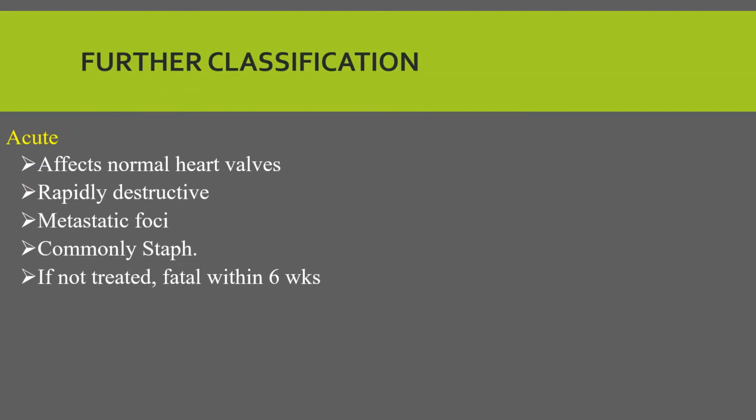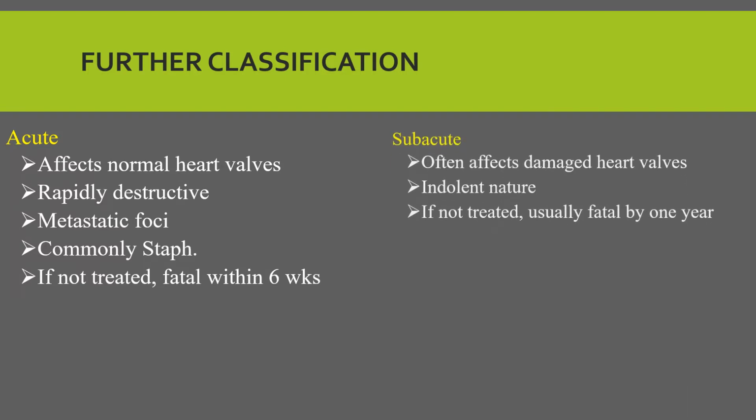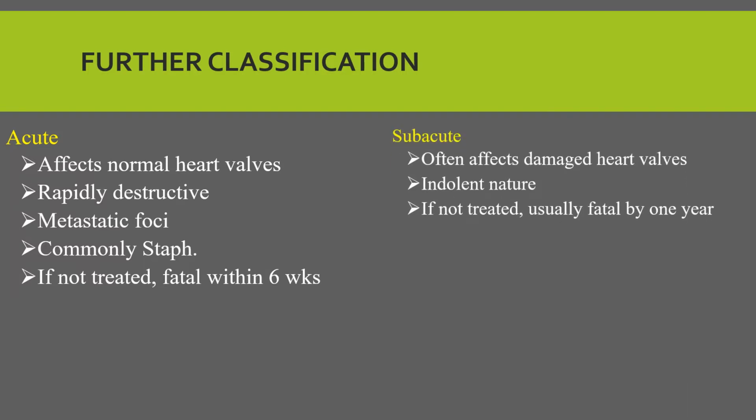When we look at further classification, we can classify infective endocarditis into acute and subacute. Acute infective endocarditis affects mainly normal heart valves, and it is rapidly destructive, with metastatic foci in other organs. Commonly it is caused by Staph aureus, and if not treated, it is mostly fatal within 6 weeks. Whereas the subacute type often affects damaged heart valves due to different reasons, and most of the time it is indolent in nature. If not treated, it is usually fatal by 1 year.